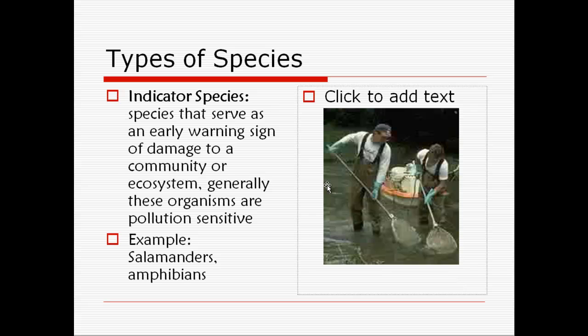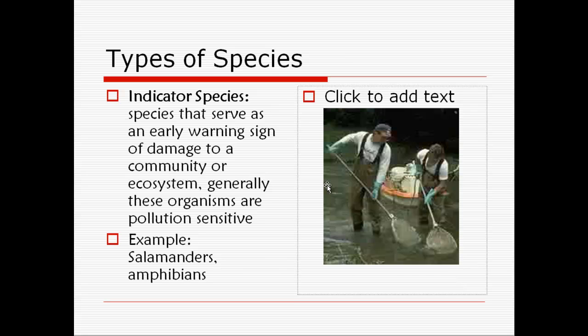Okay. Types of species continued. Indicator species. These are species that give early warnings as to damage to an ecosystem. So this could be the rainbow trout. If the rainbow trout is pollution sensitive and all the rainbow trout leave, then when the scientists go back and survey the area and they don't find any rainbow trout, they probably will suspect that something is wrong. And they might start to investigate and figure out what might have changed since the last time that they did their survey.